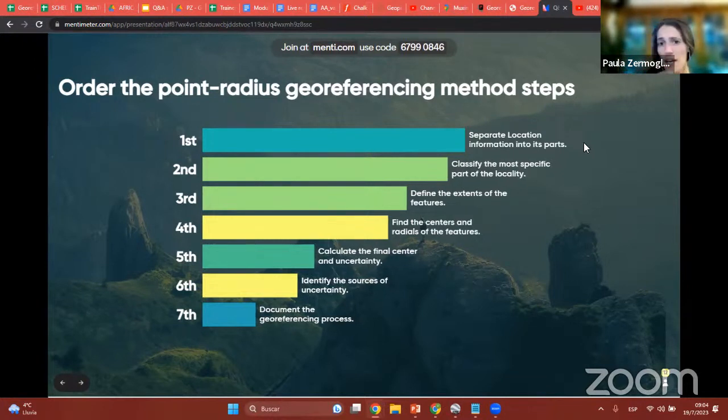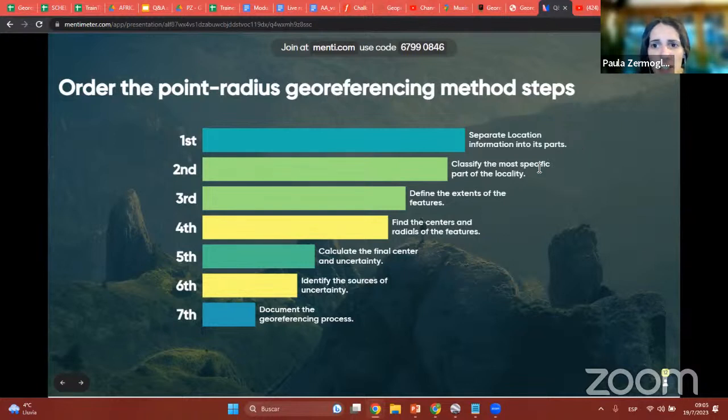Do I have coordinates? Well, this is the coordinates part. Do I have information about higher geography, administrative divisions? Well, this is the administrative division. This is the most specific part of the location. So we separate all the information that we have. We can have elevation and depth as well. So that is the first step.